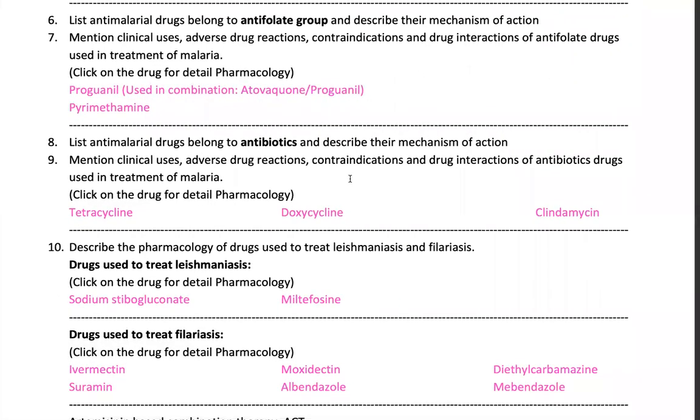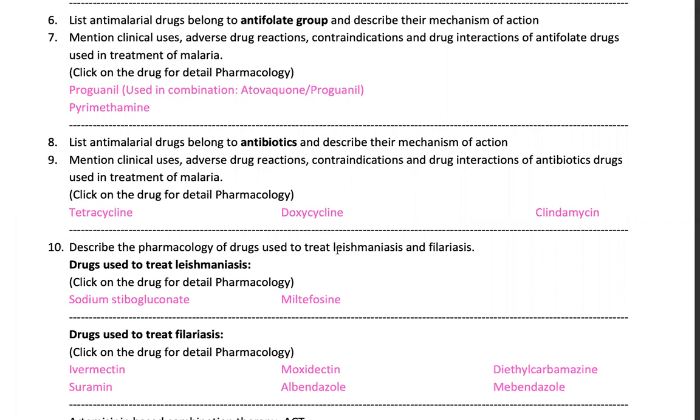Next objective: list the anti-malarial drugs belonging to antibiotics and describe their mechanism of action, clinical use, adverse drug reactions, contraindications, and drug interactions. So which are the antibiotics? Tetracycline, doxycycline, and clindamycin. These are the antibiotics generally used for the prevention and for the treatment of malaria: tetracycline, doxycycline, and clindamycin.